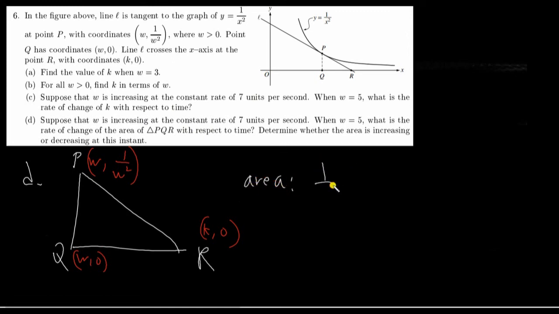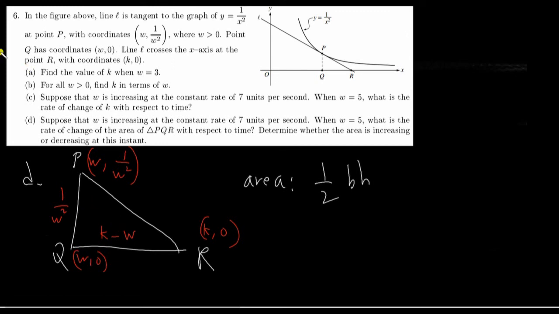The formula for the area is 1/2 base times height. So let's find an expression for the base and for the height. Since this point here is k and this point here is w, this distance here is going to be k minus w. It's the distance in between those two values. And then the height, we're going from y equals 0 to y equals 1 over w squared. So this height is 1 over w squared.